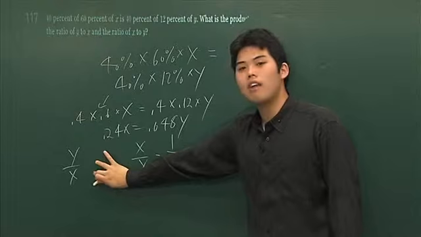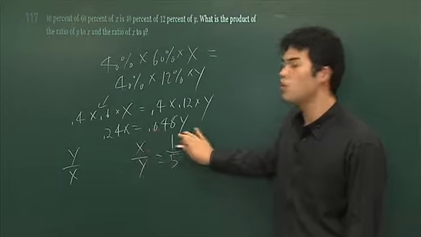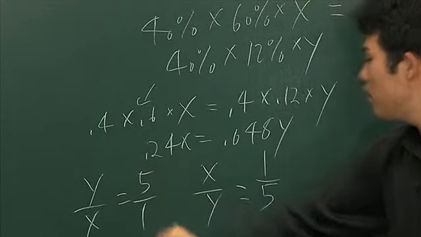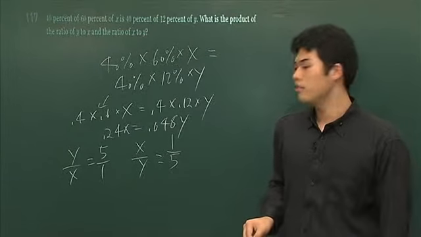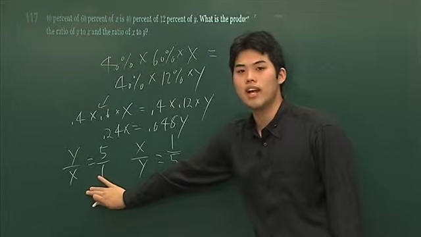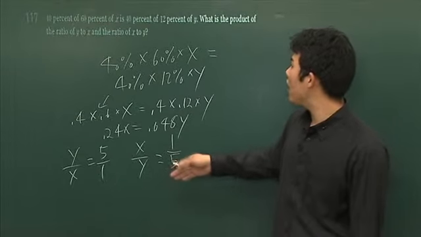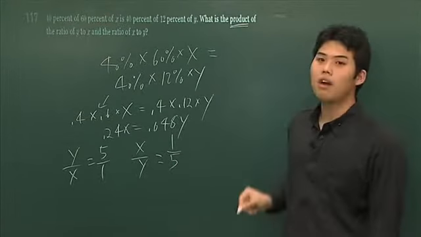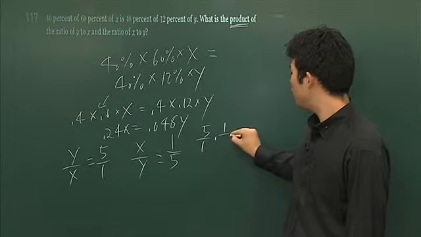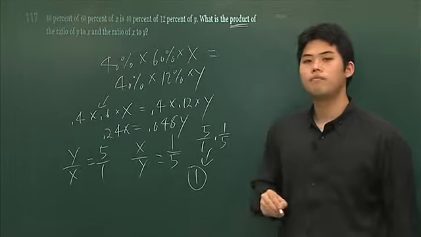Now, if you notice, y over x is a direct reciprocal of x over y. So rather than doing the algebra out, I can just say these are flipped, and that's really 5 over 1. Well, now I have everything I want. I have my ratio of y to x, and I have my ratio of x to y. Now I just have to take what they say here, the product. Well, we know the product of 5 over 1 and 1 over 5 is indeed 1.